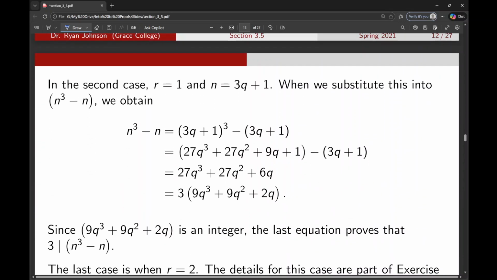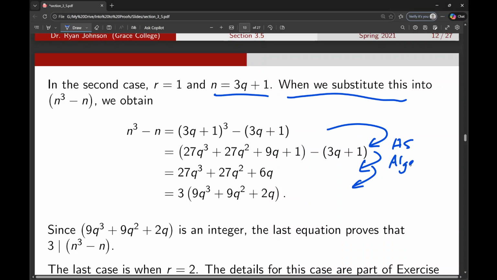The second case, r equals 1, n equals 3q plus 1, and then again, we're using English to set up what we're going to do. So for any of the trickier steps, you tell the reader what you're going to do. The trickiest step, the one where the reader might be most confused, is the substitution. So we say hey, we're going to substitute. Then we do that substitution, and from there, all of these steps are just high school algebra, and so they're not worth justifying. You can expect the reader to know high school algebra.